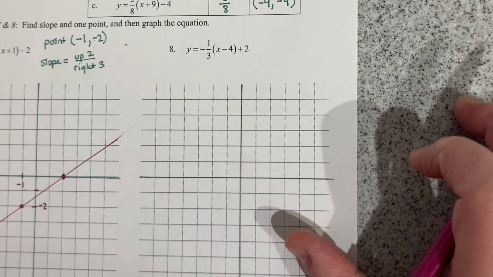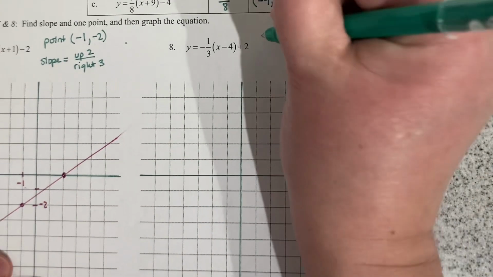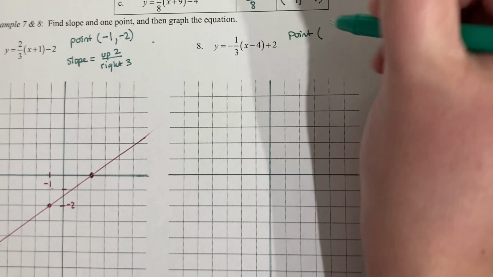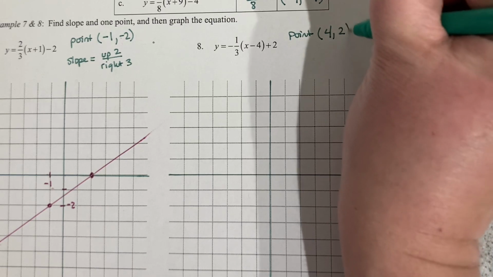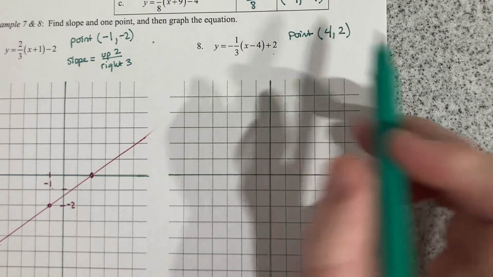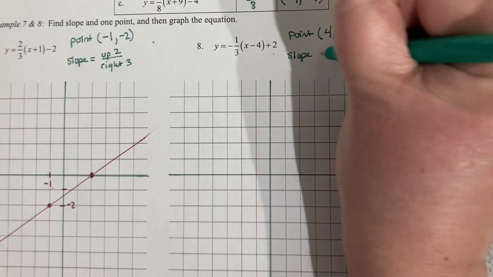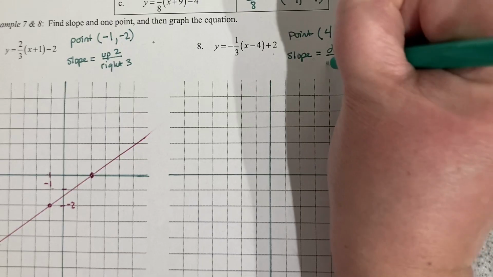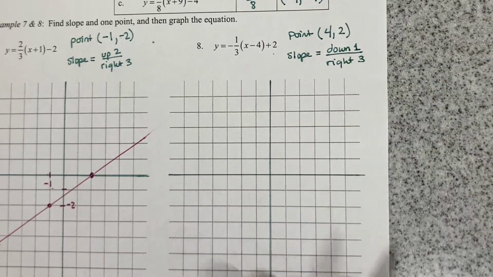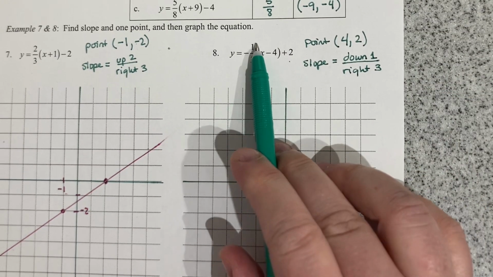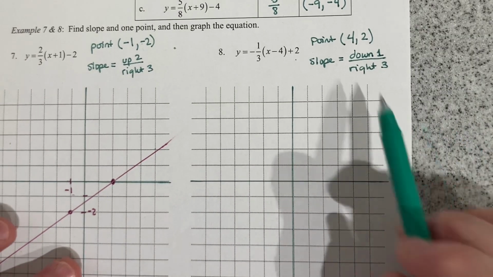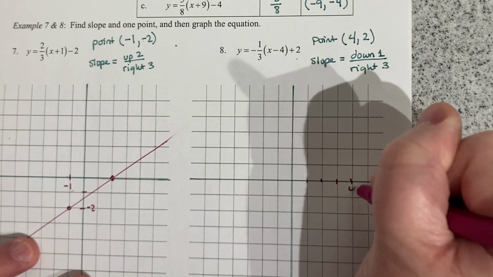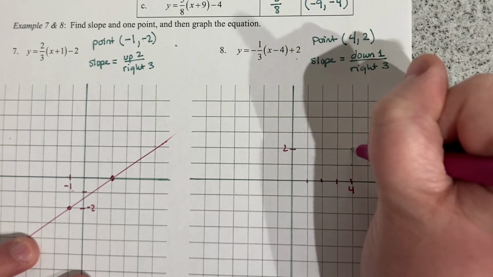Let's try another one. So this one, the point, we're going to do opposite of x, so that's +4, same y that's out here. The slope this time is negative, so that's going to be down 1, but always to the right. The negative only moves to the top number. All right, so our point, we go over to 4 in the x direction, then up 2 for y, so it's right there.